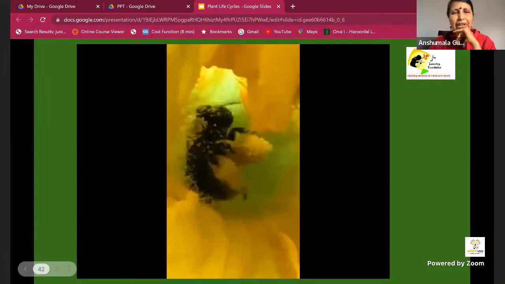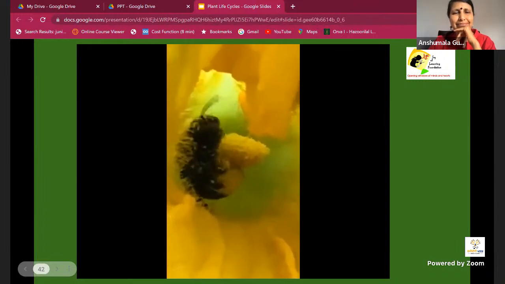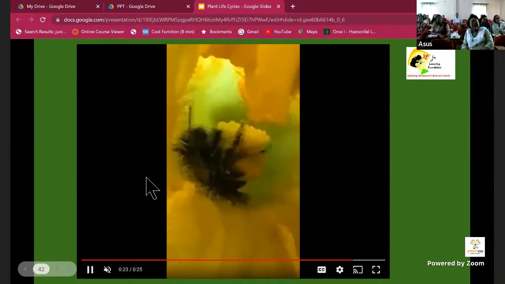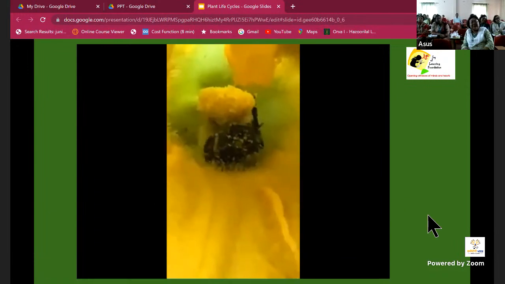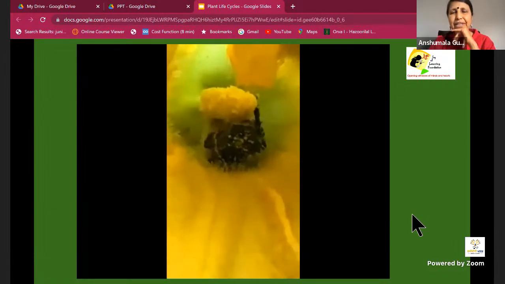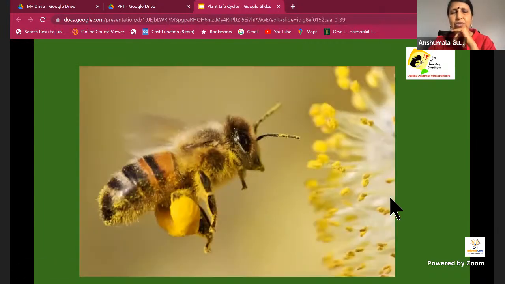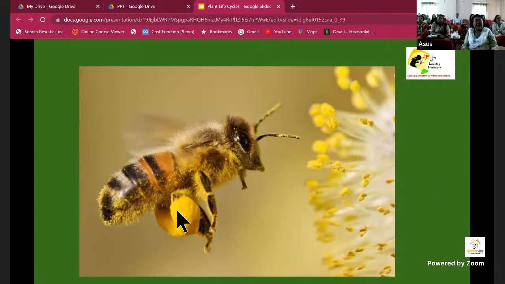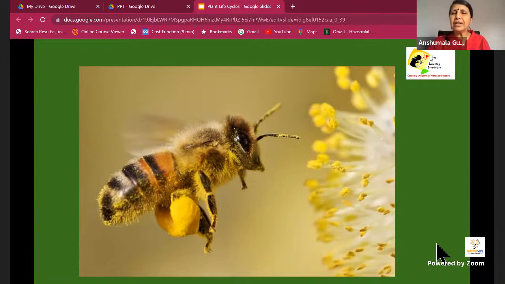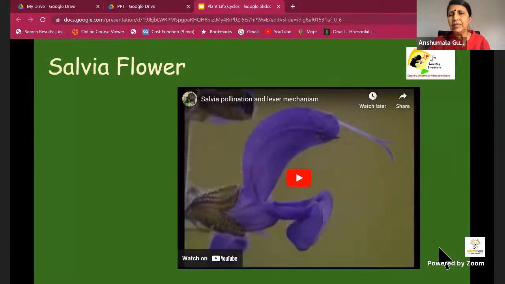So the bee is collecting pollen for taking home. Do you see that? Yes, ma'am. I think you did not see the past two pictures. So here is the bee with pollen sacs. Ma'am, is the yellow portion below the bee called the pollen sac? Yes, this is the pollen sac where it collects pollen and takes it to its coop.